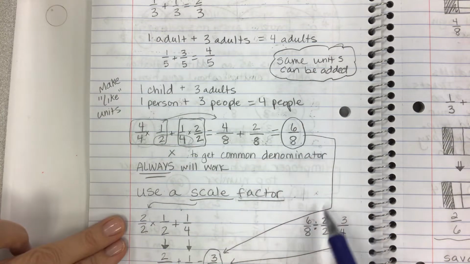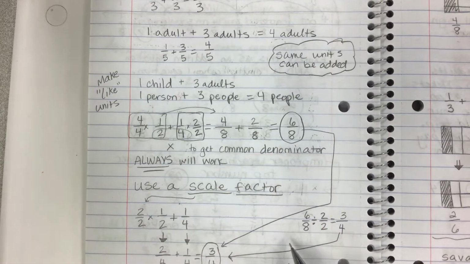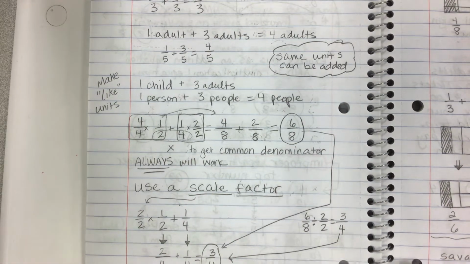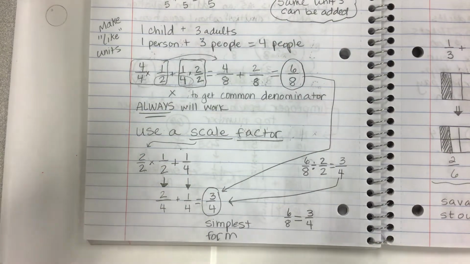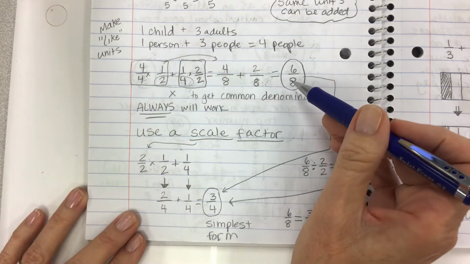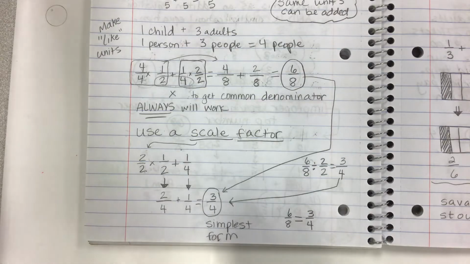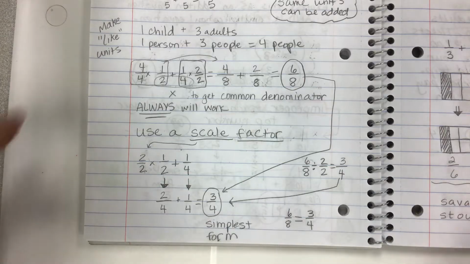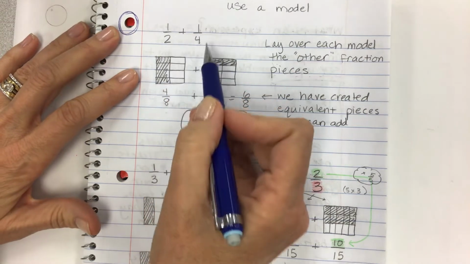We can talk about simplifying a little bit later. I'm not going to really hit that too hard today. But just know that we can simplify and put things in simplest form, in air quotes. This is still equivalent to 3/4, and that was with our fraction strips. You should be able to see what is equal. Now up here we have 1/2 plus 1/4.